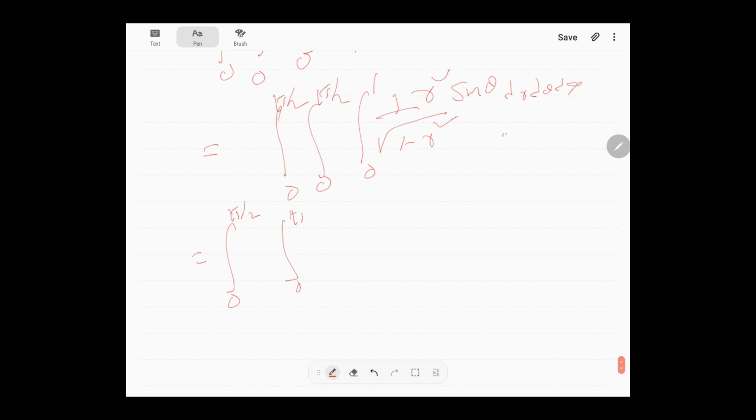I will integrate only with respect to r. The remaining part you do it. I need to evaluate r square by root 1 minus r square. So I will write this r square as 1 minus (1 minus r square): the minus 1 and plus 1 get cancelled, leaving plus r square. So if I divide by r square, then you will have 1 by root 1 minus r square.